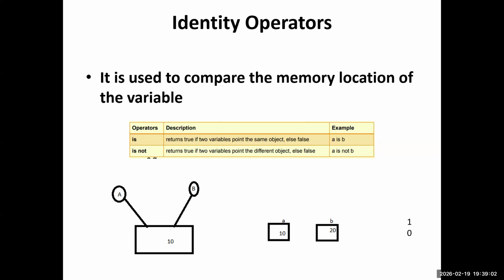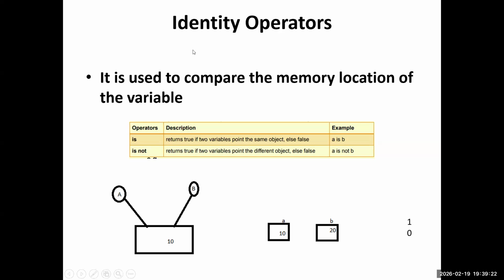Thank you so much. The next operator is the identity operator. Okay. It is used to compare the memory location of the variables. This is also another feature which is available in Python. It is not available in other languages.